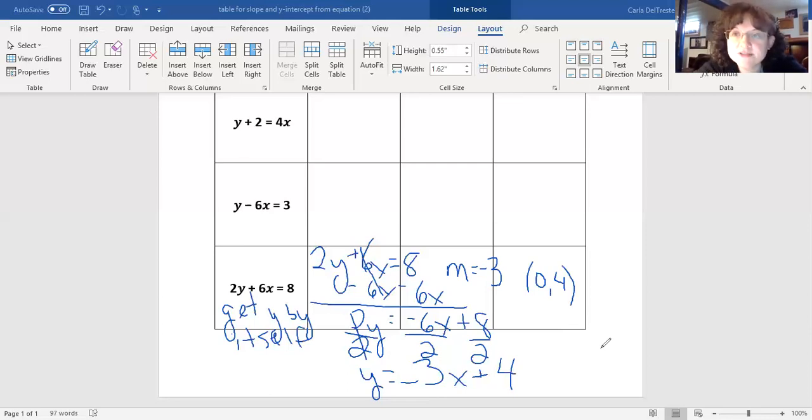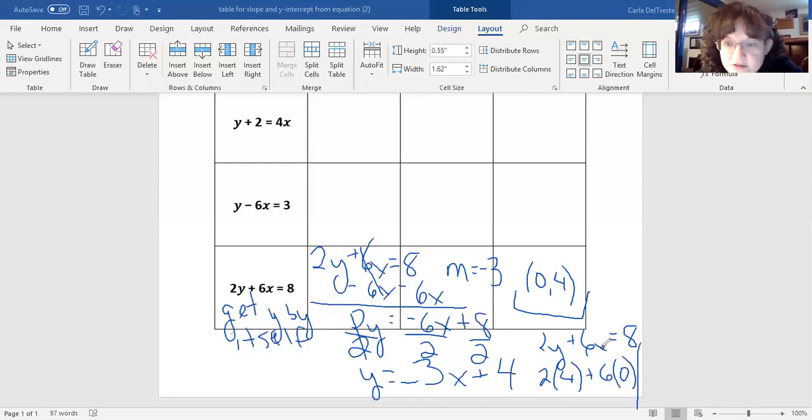If you're not 100% sure that you did the algebra correctly, there's absolutely no reason that you can't double check that the point (0, 4) does in fact work in the original problem. So I could take 2y plus 6x equals 8, and I could say, oh, is (0, 4) going to work? So I can say 2 times 4 plus 6 times 0. Does that give me 8?